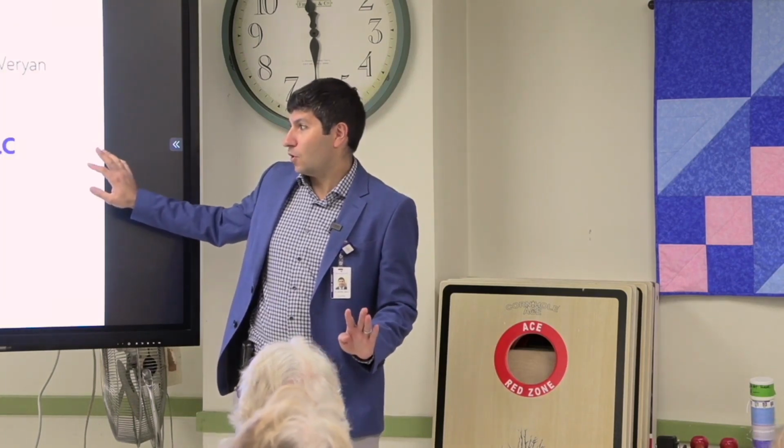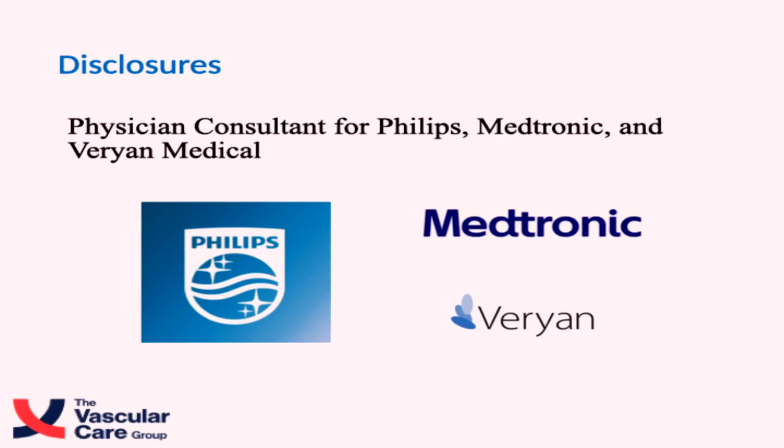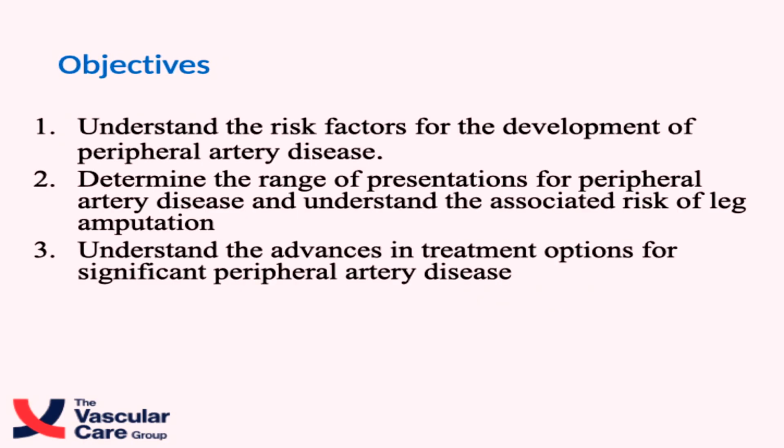There's a couple of disclosures. Our objectives today are threefold. First, we're going to understand the risk factors for the development of peripheral artery disease, determine the range of presentations for peripheral artery disease, and understand the associated risk of leg amputation, which is our goal of prevention, what I'm trying to teach all of you to try to prevent. And then, understand the advances in the treatment options for significant peripheral arterial disease.